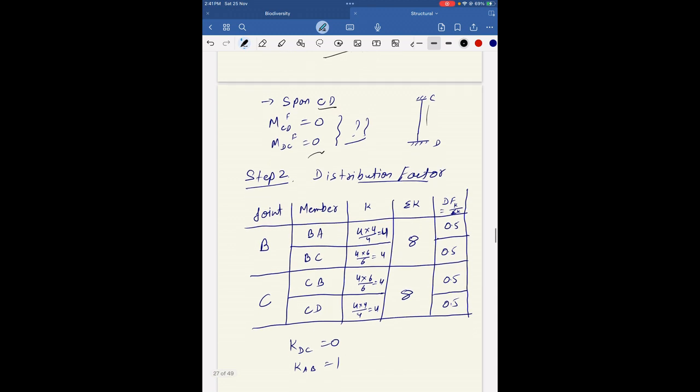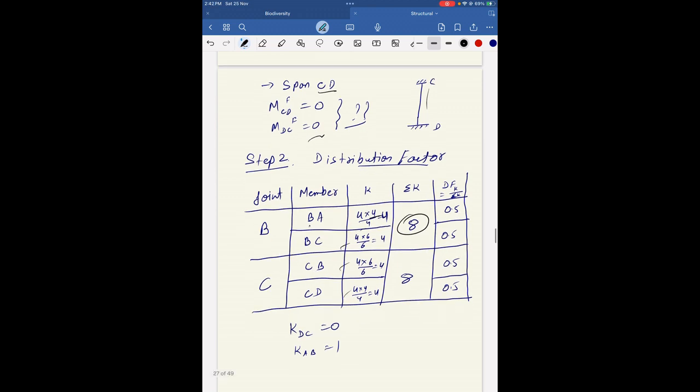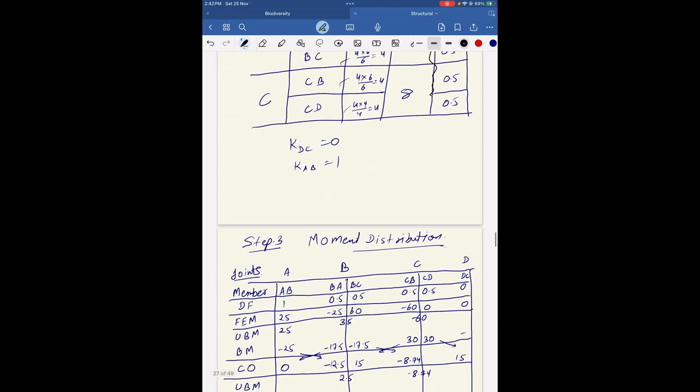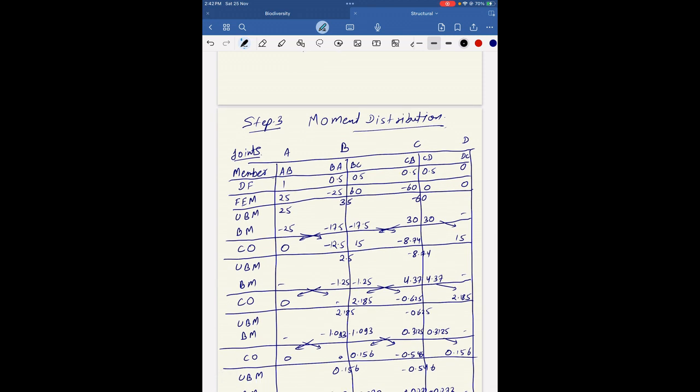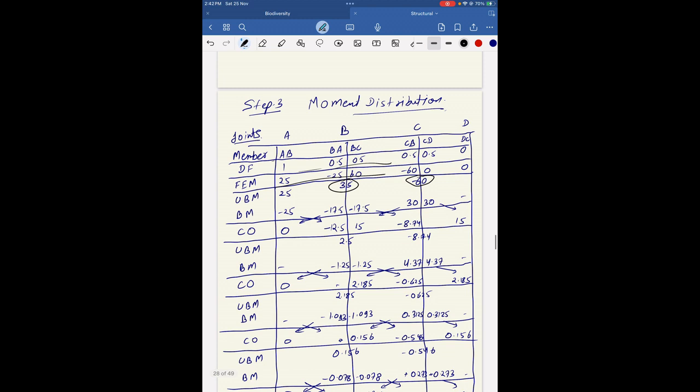Now we will calculate the distribution factor. At joint AB, it comes out to be 4EI by L. So L is 4, I is 4I, and here it comes out to be this. Here also this is same, so all is same. So all the distribution factors come out to be 0.5. Finally, we find the moment, member, distribution factor, fixed end moment, unbalanced moment comes out to be 35, 60, negative 60. Distribute the load half in both the members at each joint.